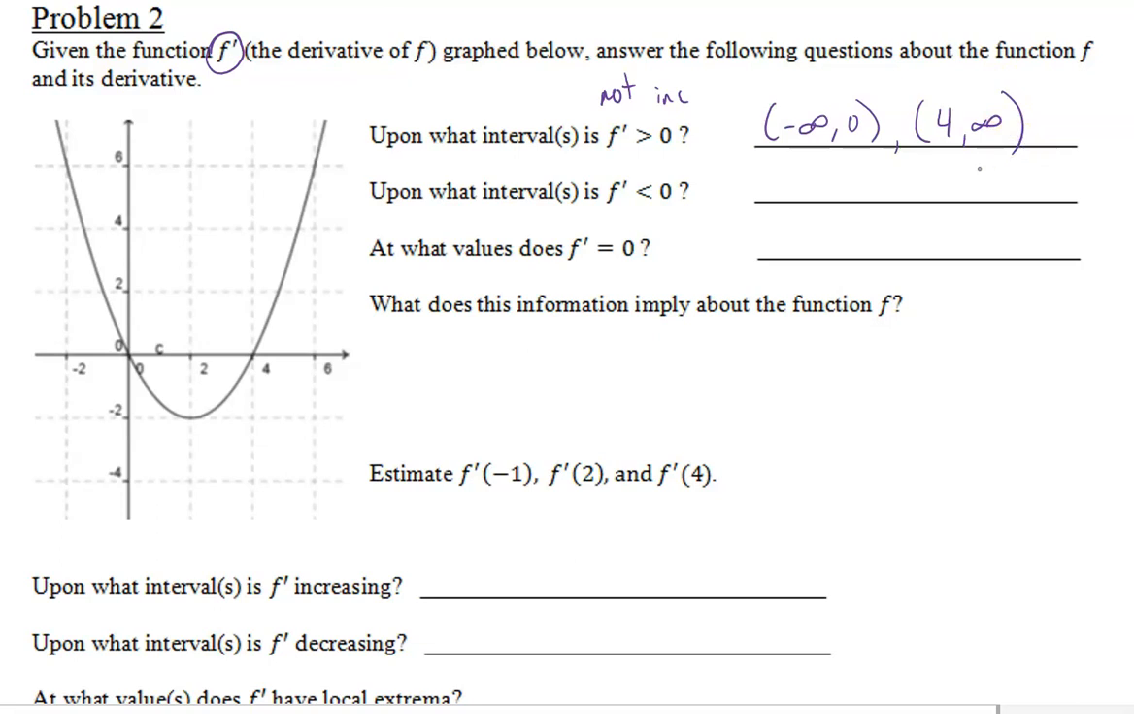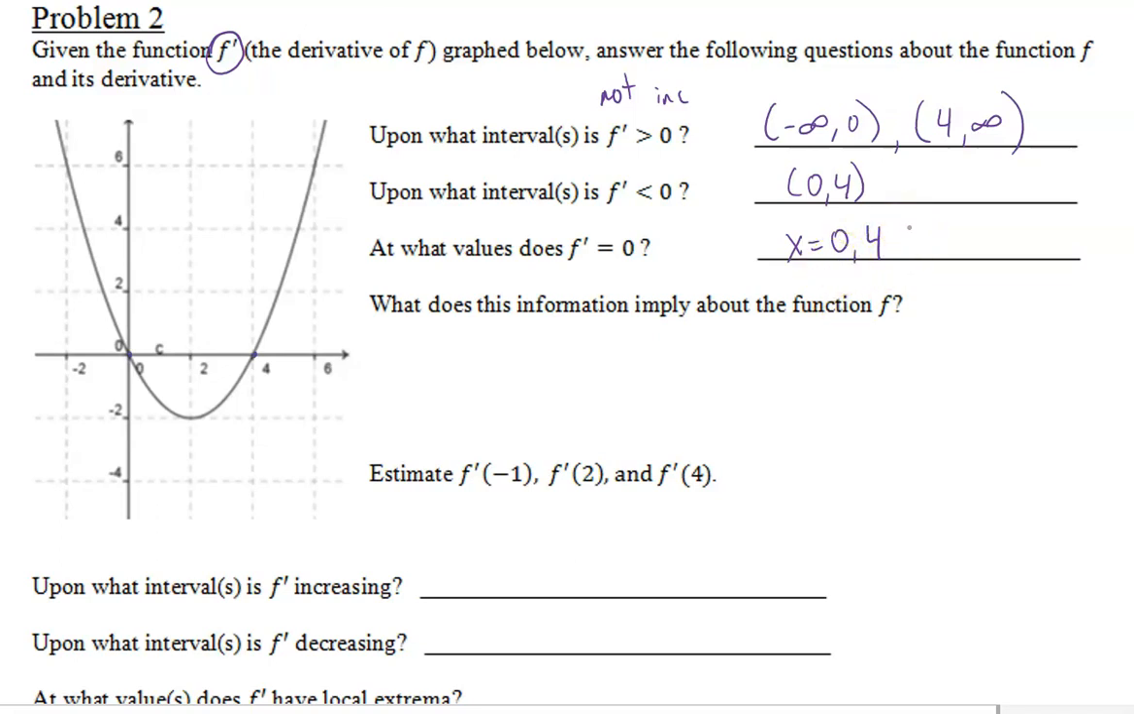Okay, and then where's the graph negative? It is negative everywhere in between 0 and 4 because it is below the x-axis, okay? And then where does f prime equal 0? Well, it equals 0 at these two ordered pairs, at x equals 0 and x equals 4. Okay, I don't need to write (0, 0) and (4, 0). I can just give the x coordinates.